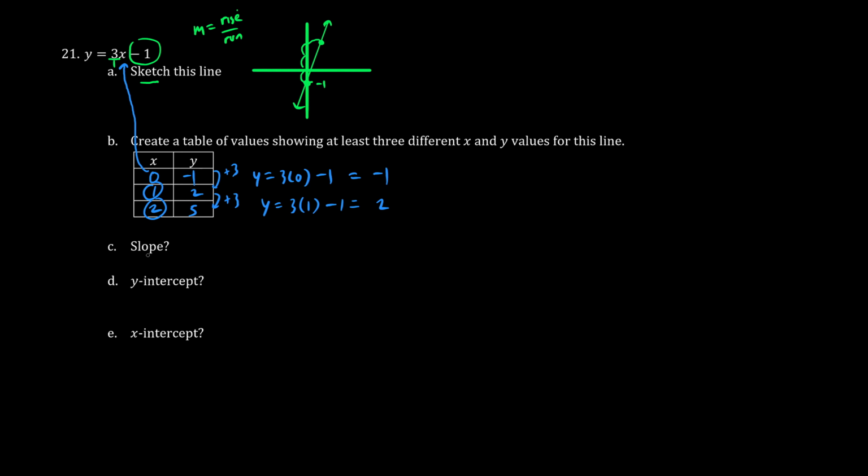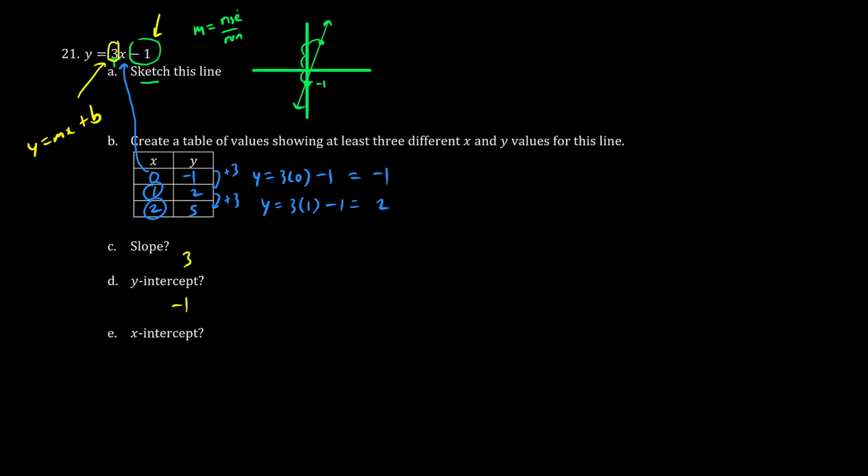Now, what is the slope of this line? The slope is the coefficient of x. So we see that in this slope-intercept form, y equals mx plus b, the slope m is simply 3. And what is the y-intercept? The y-intercept is right here. It's your b value. It's -1.